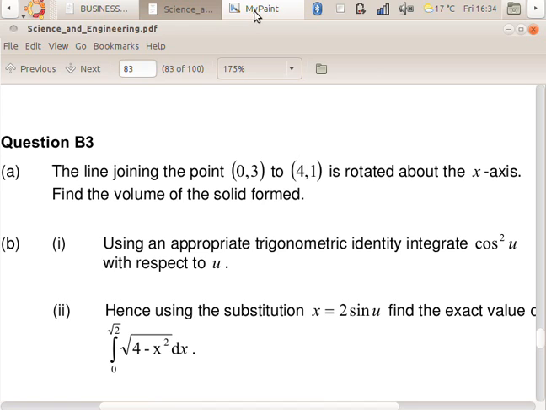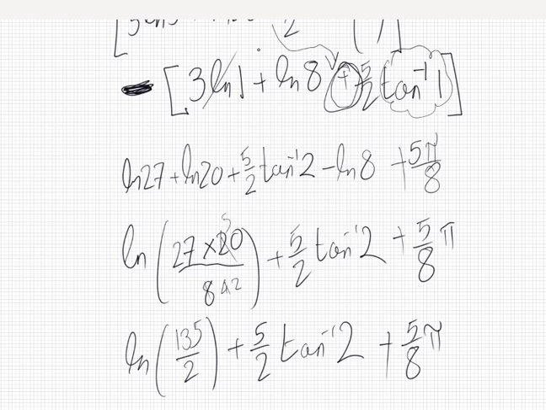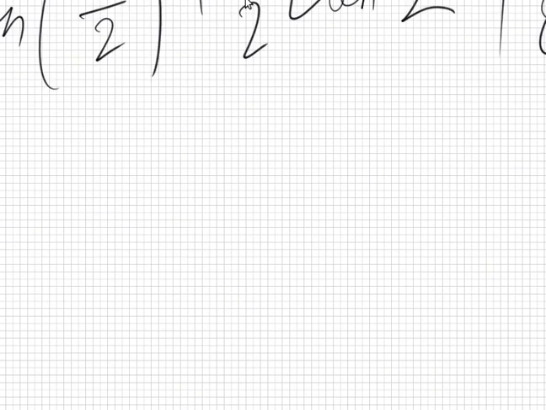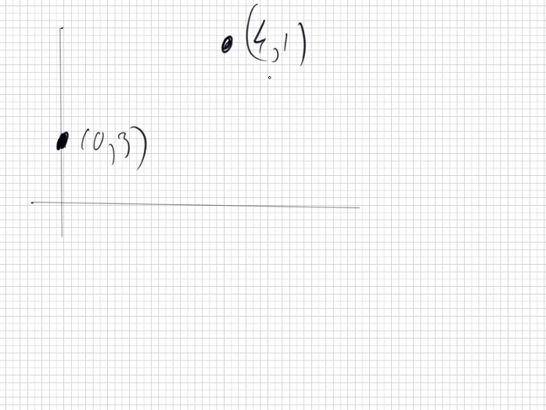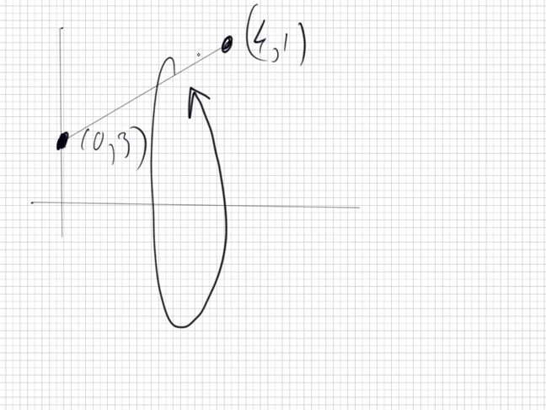You got that? 0, 3 and 4, 1, okay. So what happens here? What's the first point? 0, 3, which is here. And then the second point? 4, 1. And then they join a line between them, and then they rotate it. So they rotate it, they make a volume.